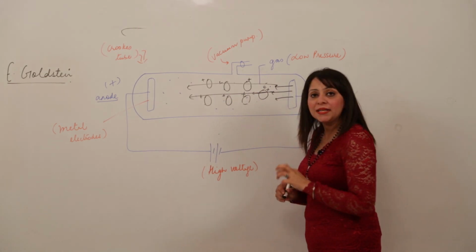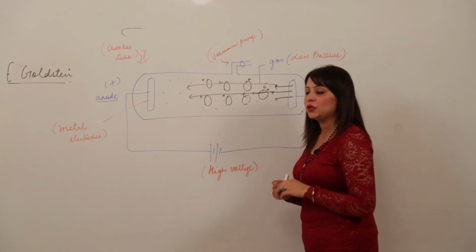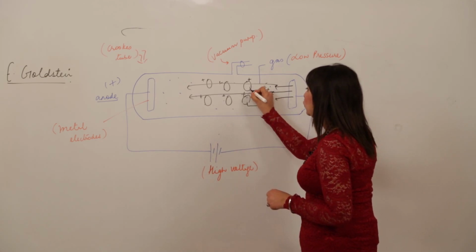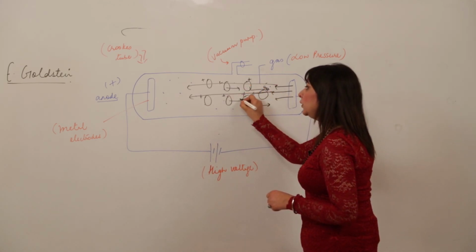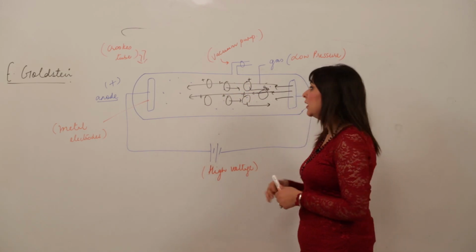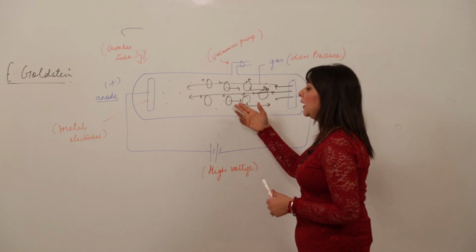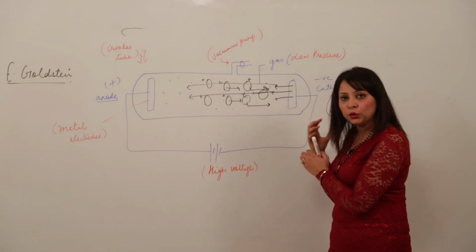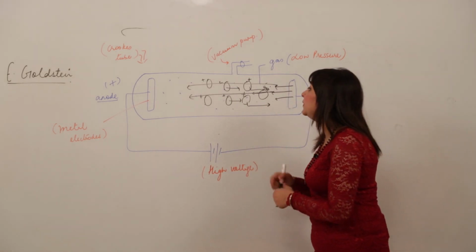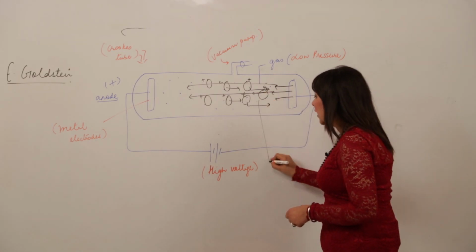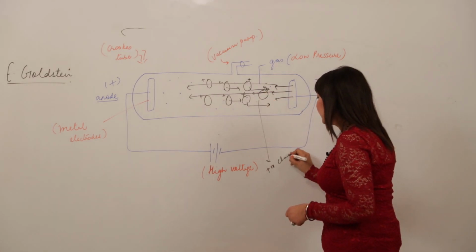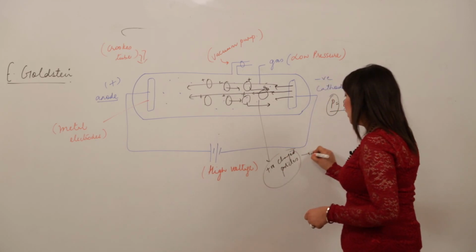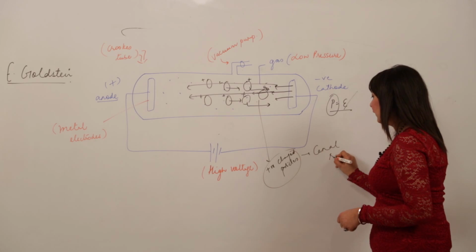Now as we know, opposite charges attract each other. These positively charged particles will get attracted towards the cathode, because the cathode is negatively charged and the gas particles are positively charged. That means they will form a stream of positively charged particles. This stream of positively charged particles is called canal rays.